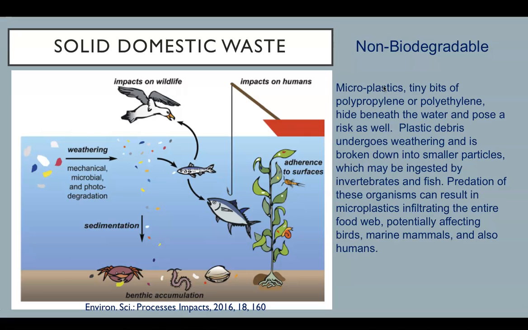Plastic debris undergoes weathering and is broken down into smaller particles, which may be ingested by invertebrates and fish. Predation of these organisms can result in microplastics infiltrating the entire food web, potentially affecting birds, marine animals, and also humans.